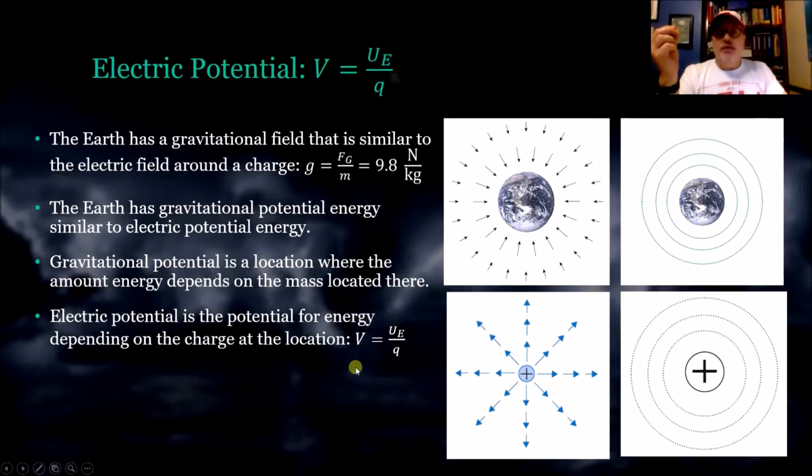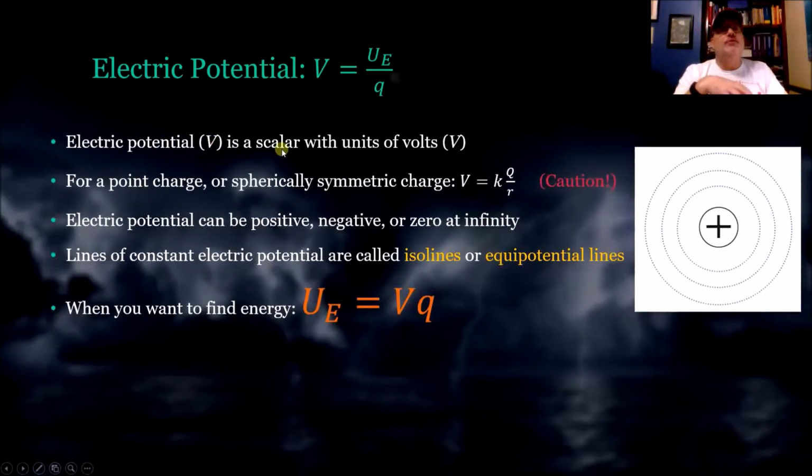We have a name for that. We call that V, or electric potential, which has units of volts. It's the energy divided by the charge right here in this equation. Electric potential, V, is a scalar. It has units of volts. I know that's really confusing, V and V, but one is units, one is the symbol.